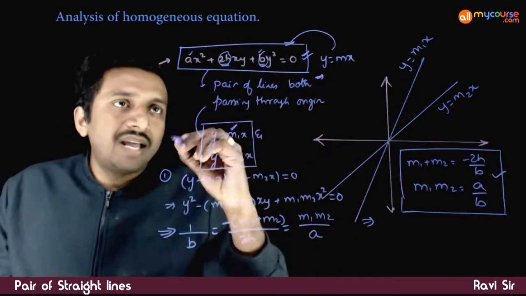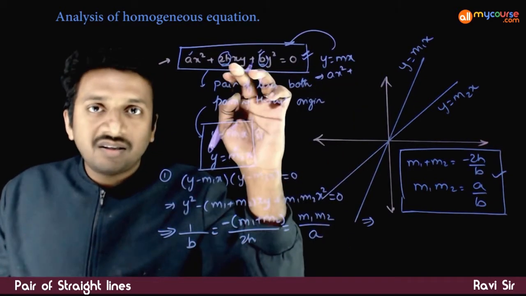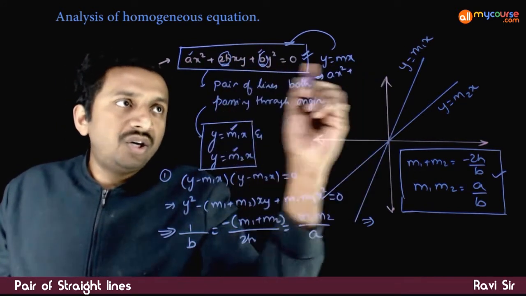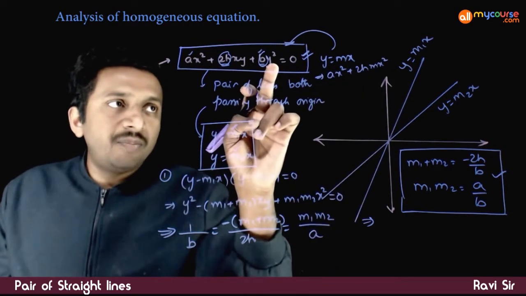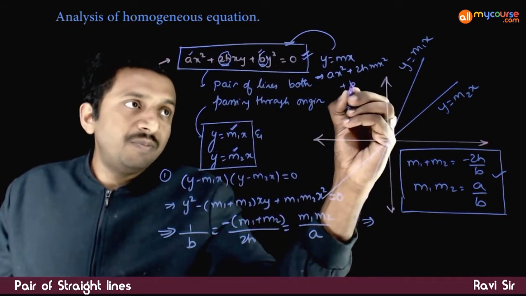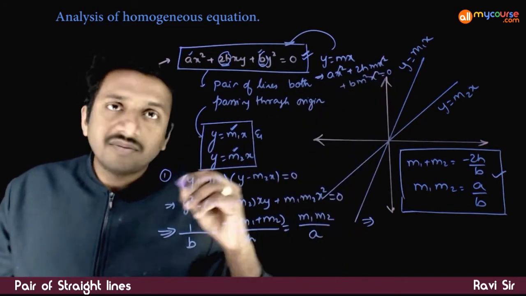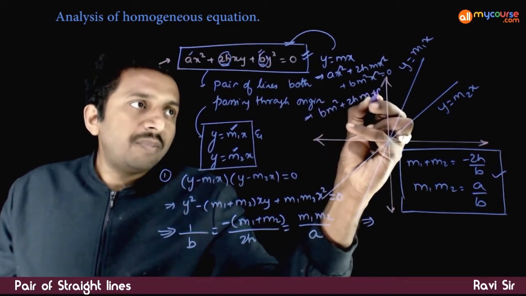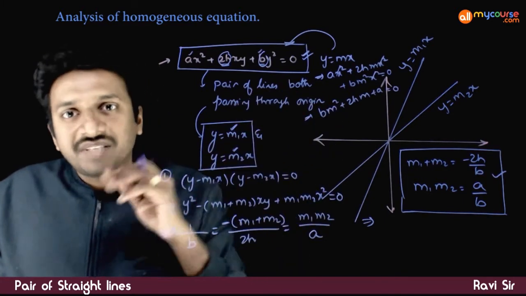So that means you get ax square plus, in the place of y, if you put mx, you get 2hmx square, and in the place of y you get mx, so this becomes m square x square, so plus bm square x square is equal to 0. So this x square gets cancelled, and you get bm square plus 2hm plus a is equal to 0. So this is the quadratic which m satisfies.